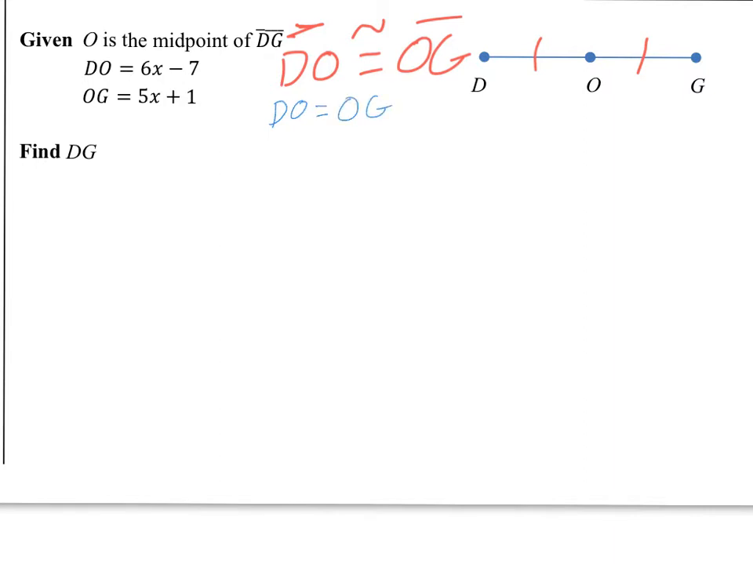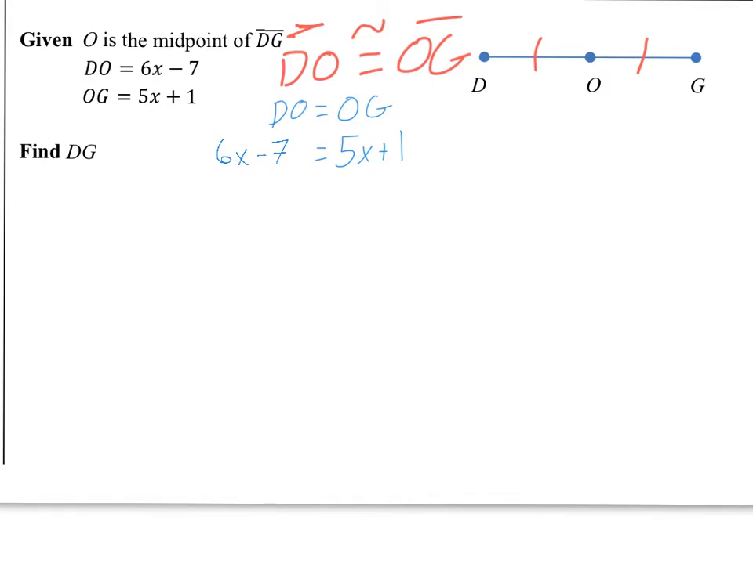Now all we have to do is fill in the lengths with what was told us in the problem. So we've got that DO is 6x minus 7 and OG is 5x plus 1. So for DO, that is 6x minus 7, and OG is 5x plus 1. And now we have an algebra problem that we are used to seeing.